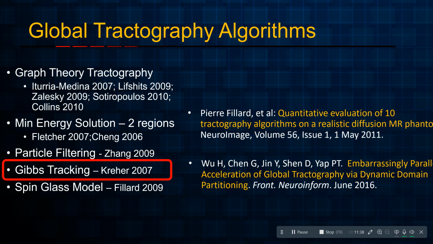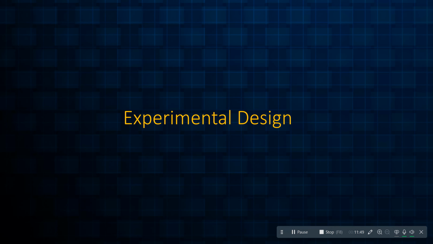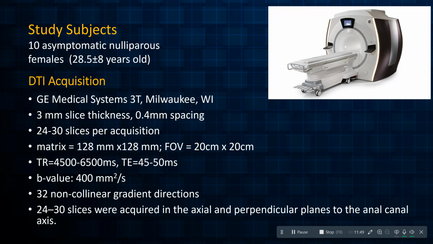So in our methodology, we used a global tractography algorithm, which is a probabilistic model of simultaneously building all the fiber tracts within a particular region. I'm going to show you the experimental design. We used 10 asymptomatic nulliparous females, 28 years old.